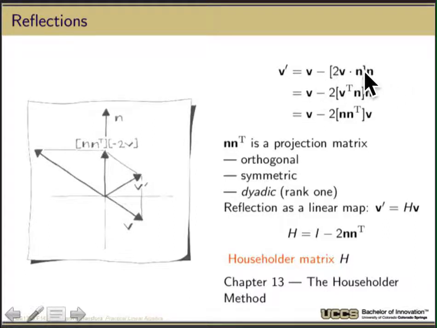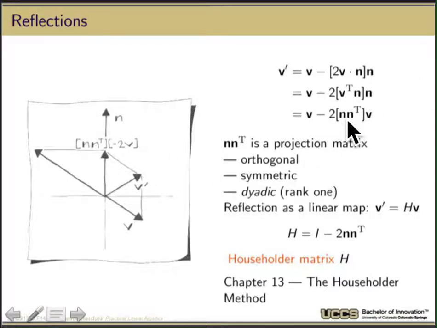equation, and now I can see that 2V dot n is the same as taking V transpose times n. And now I can rearrange this equation: V transpose n n is equal to n n transpose V. And it turns out that n n transpose, which we've seen before, we called it U U transpose when we saw it last time, is a projection matrix, which has the property that it's orthogonal, symmetric, and dyadic, rank 1. And this is actually called a Householder reflection or transformation. And it has the very nice property that now you can see that for any surface normal, I can also view this as a matrix transformation.